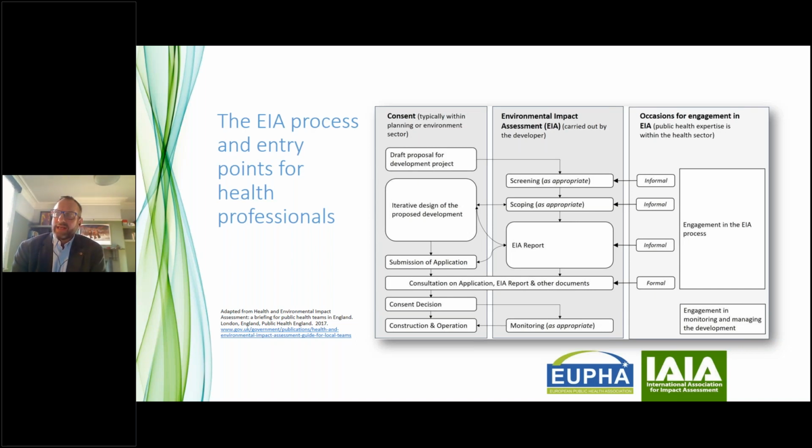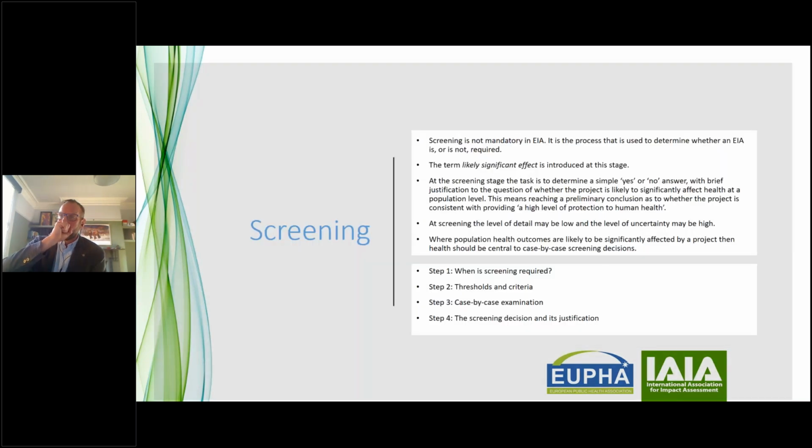And just alongside that, we have on the left-hand side the consent process. So this is intricately linked to the process of getting consent for a project. And on the right-hand side, various opportunities for engagement in EIA. And this, of course, includes opportunities for public health expertise to be brought into this process. So we'll consider that as well. So if we move on, the first stage is screening.